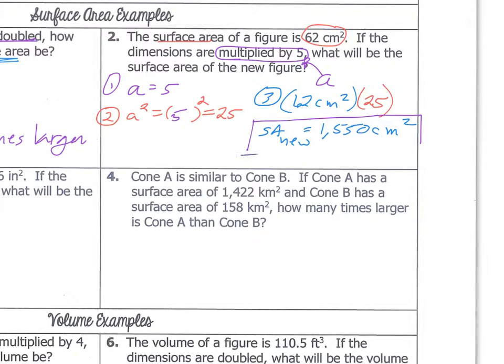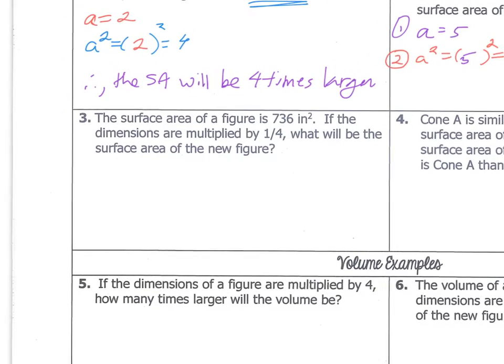So example 2 was slightly different than example 1. We had to take it a step further. This time we knew what our original surface area was, and we know what we're multiplying the dimensions by. And mind you, in these examples, we're multiplying every dimension by that scale factor, so we are creating similar solids in these cases. When we get to the back, we're going to have non-similar solids. We'll get to that in a minute.